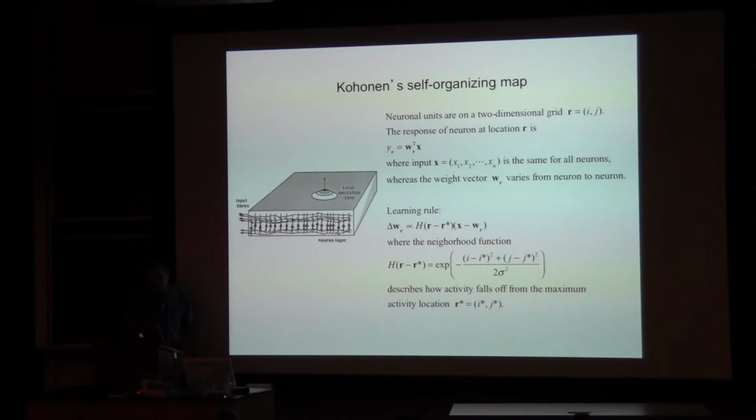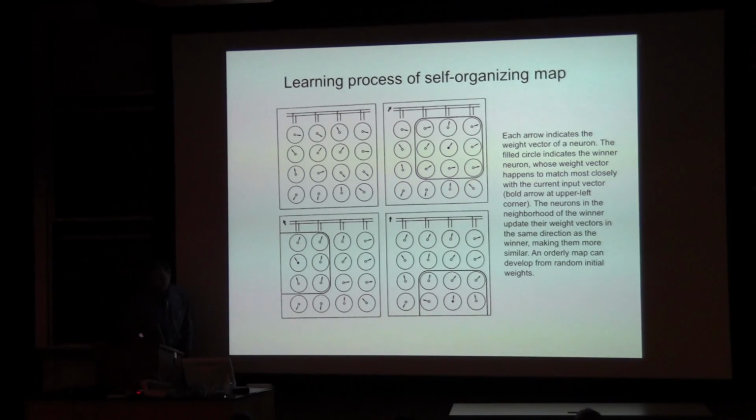So basically, the idea of this learning is that when you do update, you want to make your weight closer to that input. Once you update the weight, the weights close by become similar. The cell neighborhood becomes similar.